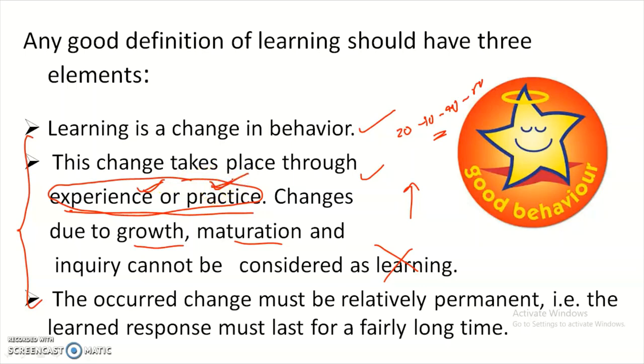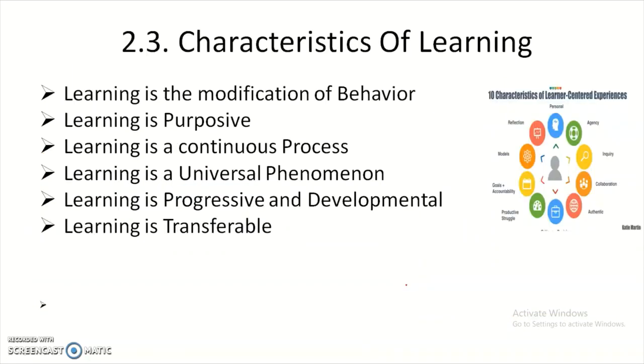Okay. So by doing such things, then only will such a learning process permanently change your attitude or behavior or way of thinking and all these things. And the third point is that the change that occurs must be relatively permanent. Whatever change occurs due to the learning process must be permanent. That is, the learned response must last for a fairly long time, right? So these are very good definitions of learning, whatever the experts give.